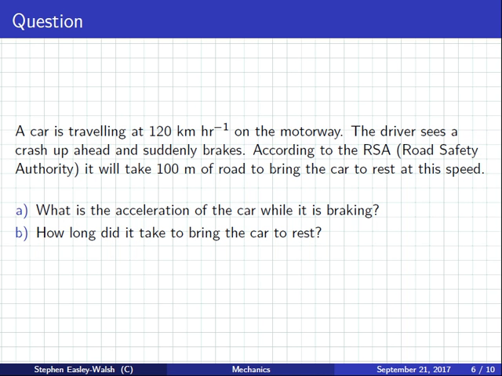Got this? No? Think so. Let's have a look.